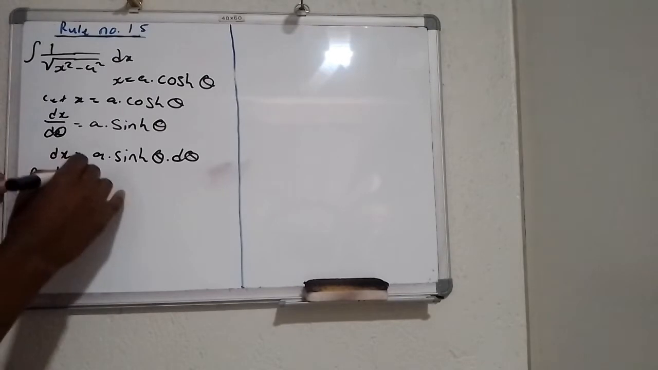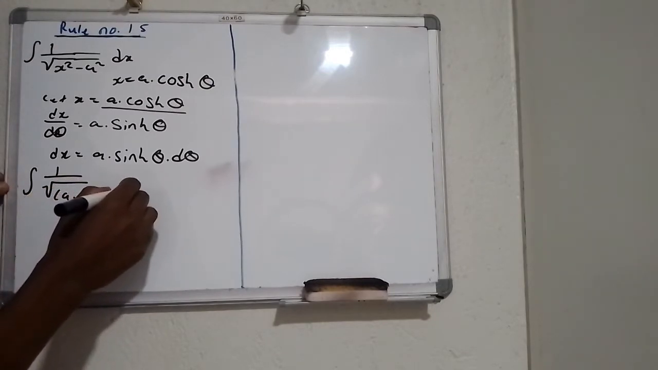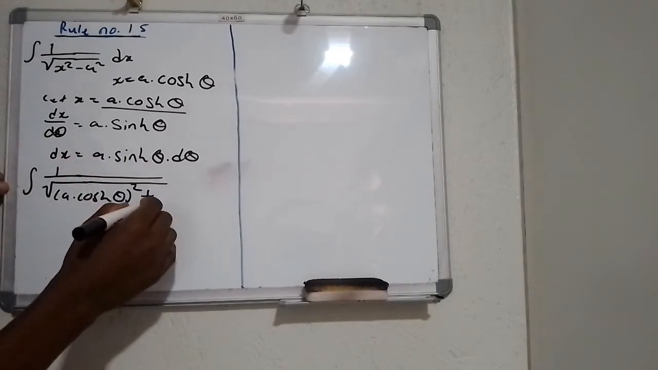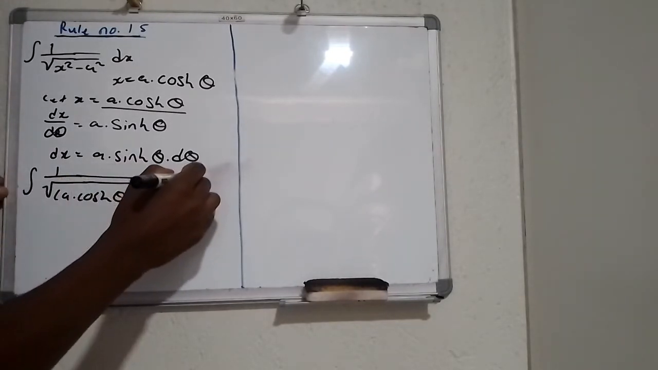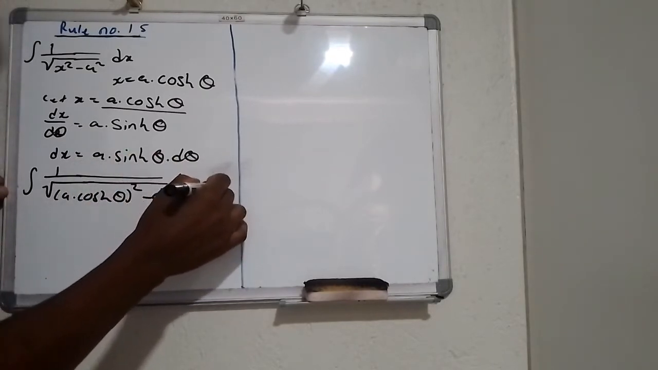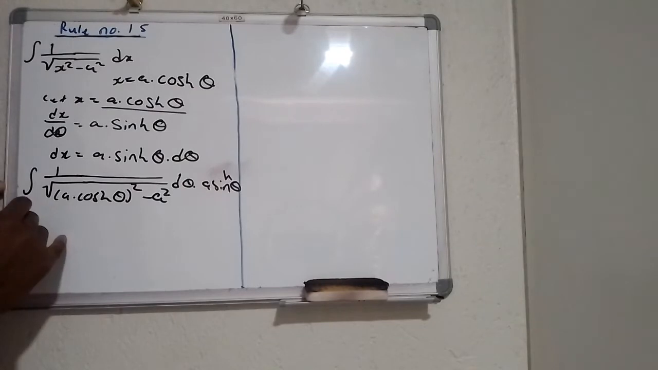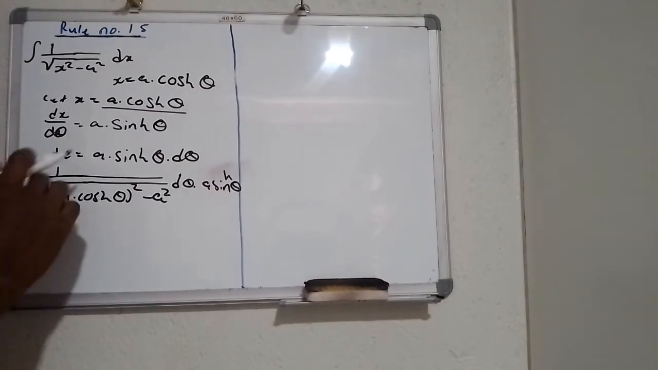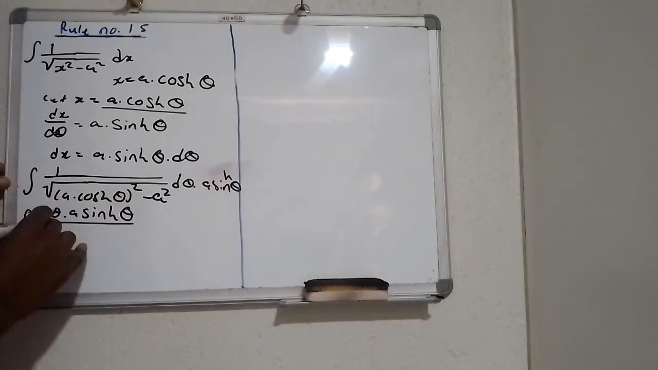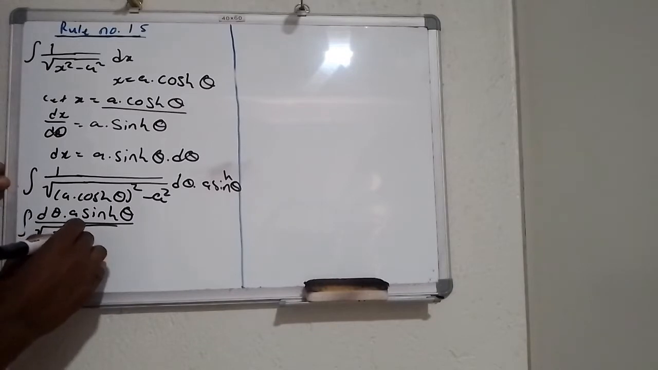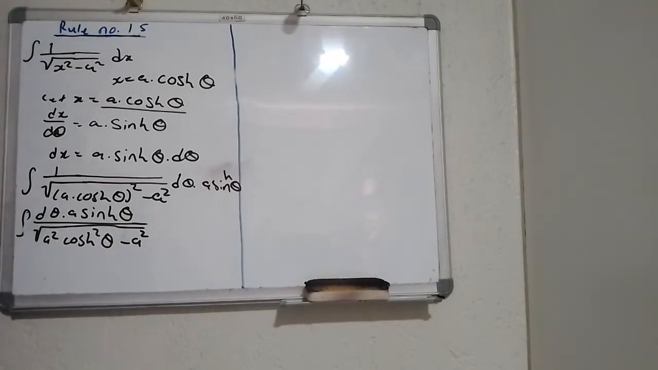I have the integral of 1 over the square root of, where there's x, I need to substitute this: a multiplied by hyperbolic cos of theta squared, minus a squared, because this is negative a squared. Right? Now, d theta multiplied by a hyperbolic sine of theta. So now, after doing this, I'll have the integral of 1 over, let me just multiply this by that, d theta multiplied by a hyperbolic sine of theta all over the square root of a squared hyperbolic cos squared of theta minus a squared, right? This is what I'm going to get.